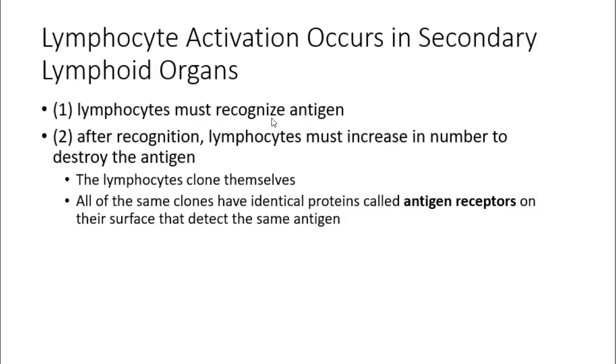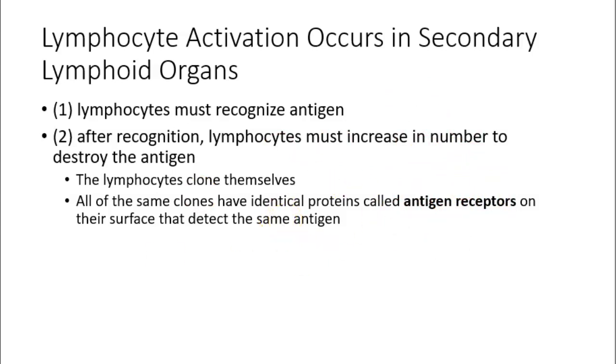But if they do activate, it means that that virus that they are specific for, or that pathogen that they're specific for, is present in the body. So the lymphocytes will recognize their specific antigen in the activation process. And then after that, they will start to clone themselves, like we mentioned before. Every single one of the clones that comes after that recognition phase are going to have the same proteins on their surface that are called antigen receptors. So every clone will be able to detect the same antigen.